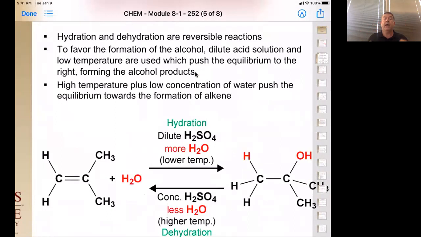However, if you add more water and just use a drop of acid, now water is the major driving force and it drives the alkene all the way to the alcohol. So the acid catalyzed hydration and dehydration of the alkene to the alcohol and back and forth is reversible, but you can force it to the product you want by controlling the amount of water in the reaction. Okay, does that make sense?